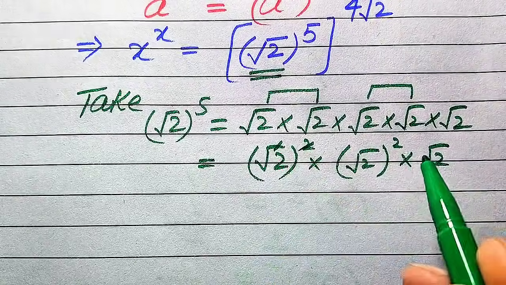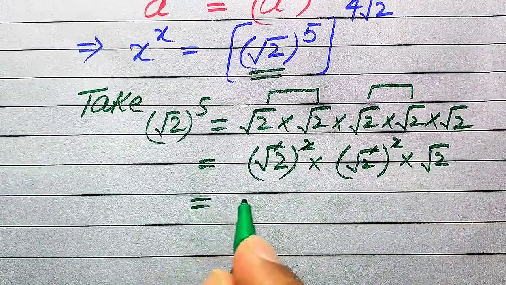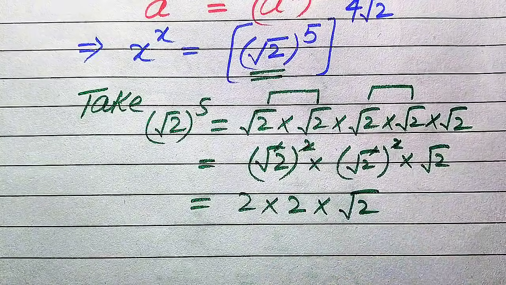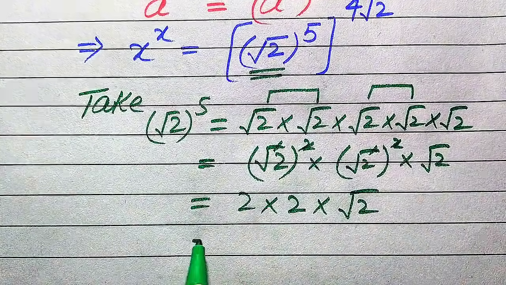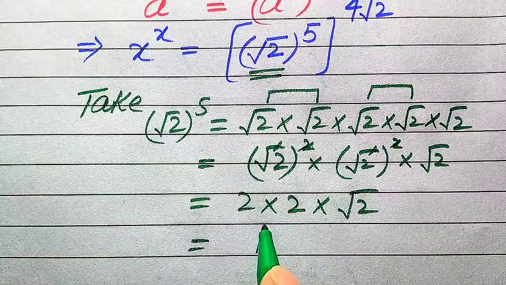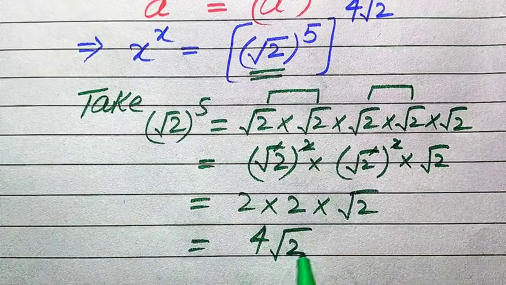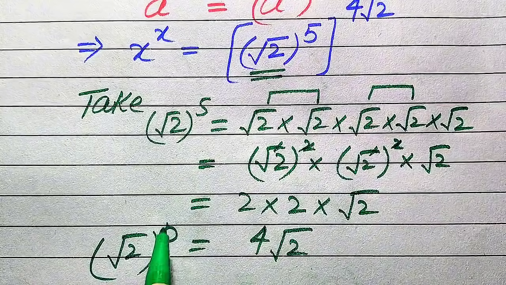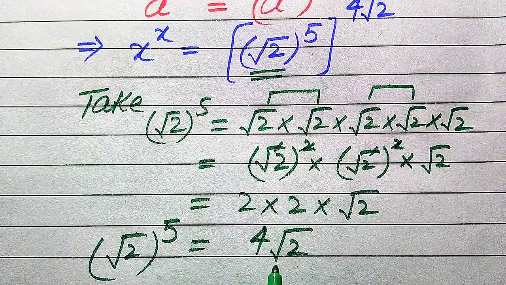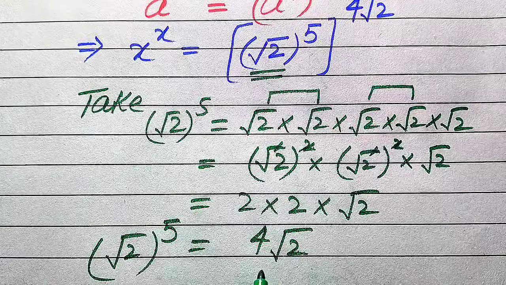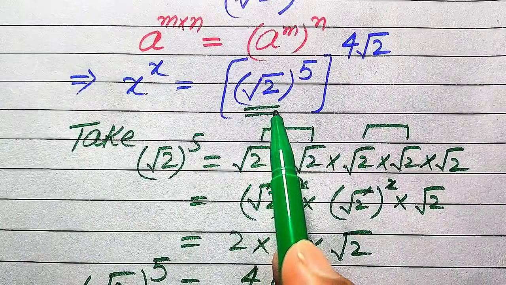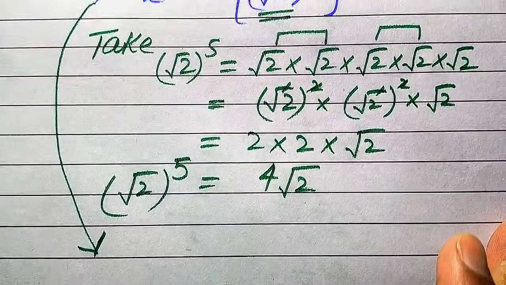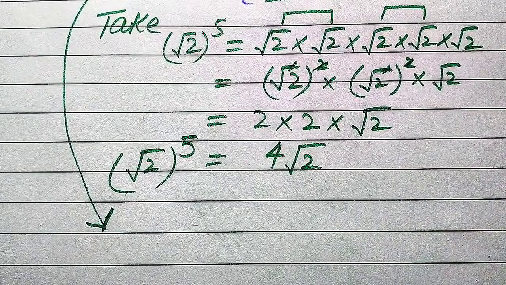So this 2 and this square root are gone, this 2 and this square root are gone, and we get here 2 multiplied by 2 multiplied by square root of 2. So here we get 2 times 2 becomes 4 times square root of 2. So it means that square root of 2 to the power of 5 is equal to 4 times square root of 2. And now here we need to replace this value in this base term, so that our equation implies this form.